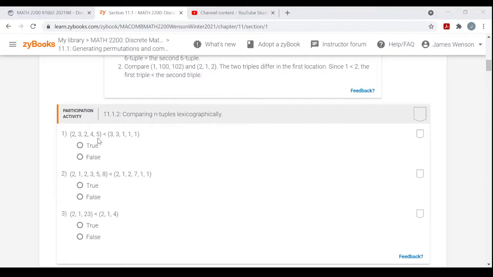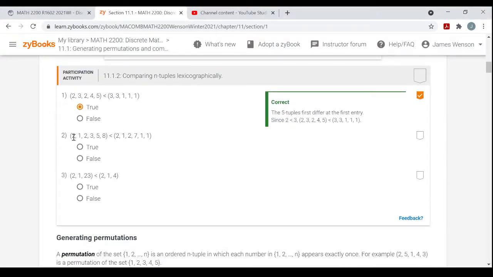So would this n-tuple be considered less than this one? Yeah, look, they differ in the first place, and in that first place 2 is less than 3, so this 5-tuple would be considered less than that 5-tuple. That is true. Here, these are both 6-tuples. Starts 2, 1, 2, and 2, 1, 2. Then in the fourth position, 3 and 7. 3 is less than 7, so this 6-tuple would be considered less than this 6-tuple, yes.